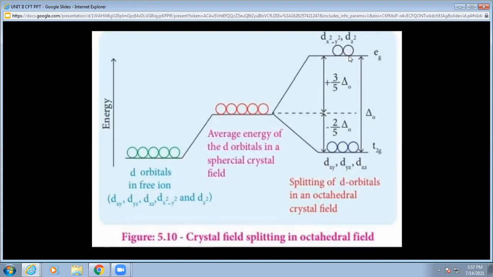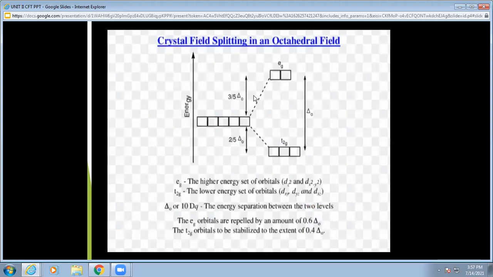What happened? They are less stable, with more energy. That's why they get a higher energy state. That is called eg. Here the value is delta naught, delta O meaning octahedral, 3 by 5 and minus 2 by 5 delta naught. This is the splitting of d orbitals in an octahedral crystal field.